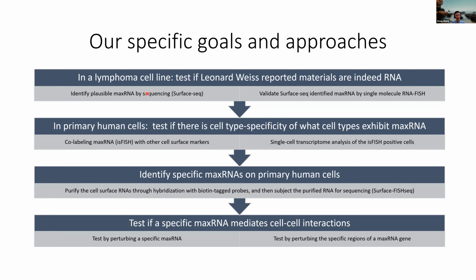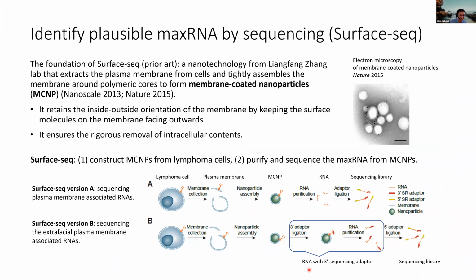For the first question, how do we test if this potentially peripheral structural material of lymphoma cells is indeed RNA? So we leveraged a nanotechnology called membrane-coated nanoparticles, MCNP, developed by my colleague Liangfang Zhang's lab here at UCSD. What this MCNP does is that Liangfang's lab teases apart cell membrane and wraps it tightly around a nanoparticle core, thus forming a designed core that is tightly wrapped by cell membrane.